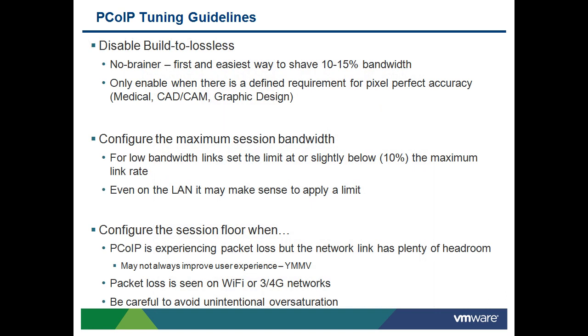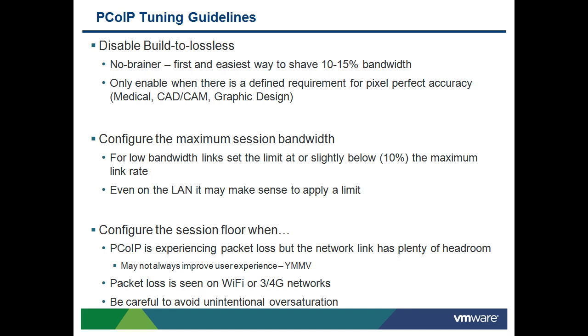So basic guidelines. Disable build to lossless. Really, it's the easiest way to just get a great benefit of bandwidth savings for most use cases. Again, as I said before, there are some use cases where you absolutely must have this on. But for everyone else, if it's not required, go ahead and turn it off and use that perceptually lossless. There's really almost no visual impact, but the bandwidth savings are very tangible.